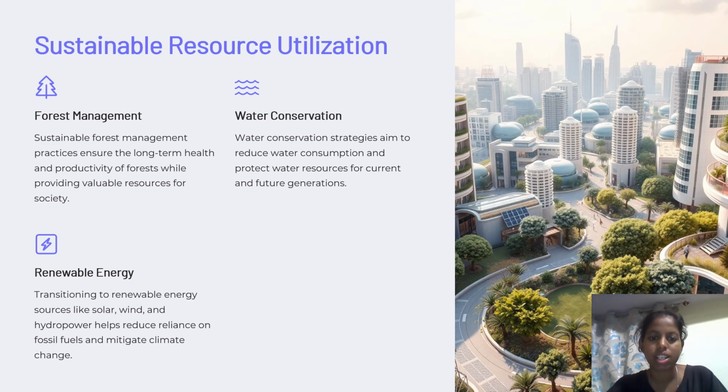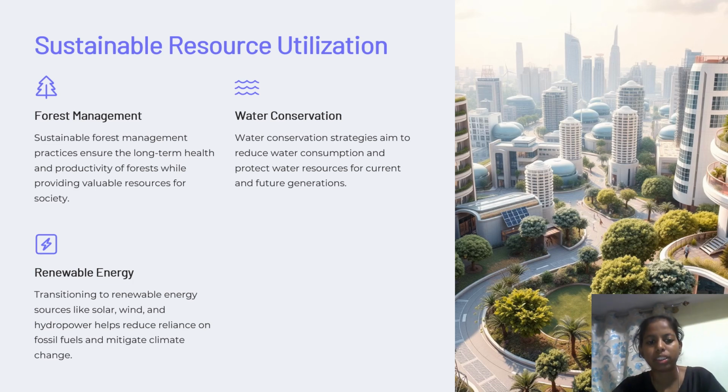And the second is water conservation. Water conservation strategies aim to reduce water consumption and protect water resources for current and future generations. In environmental management, water conservation should be taken as a main aim, where the utilization of water should be minimized or reduced, wastage of water should be minimized, and the water resources protected for current and future generations. And third is renewable energy.